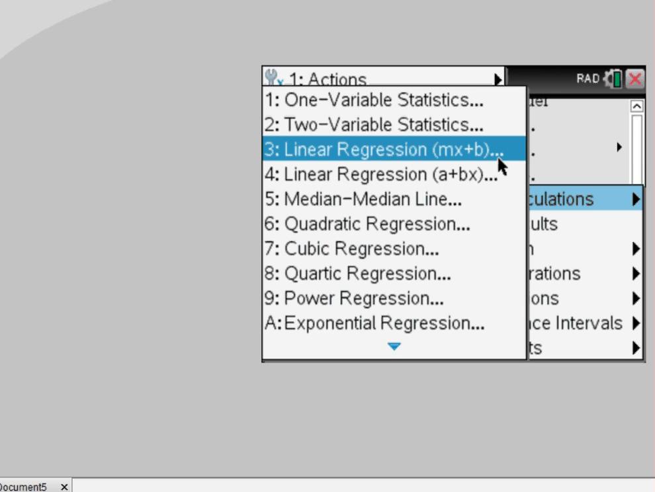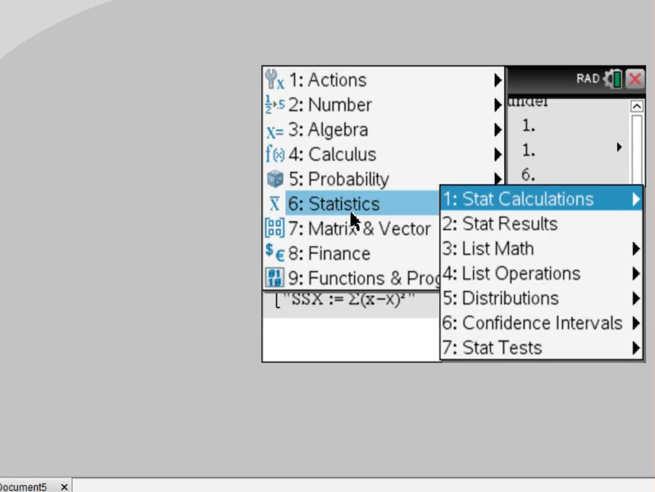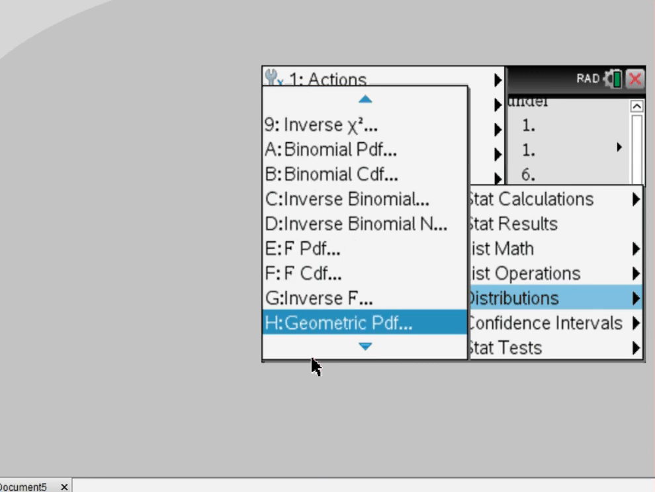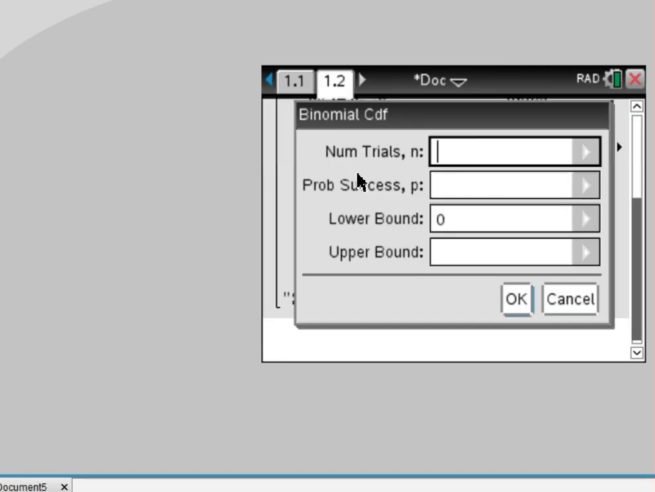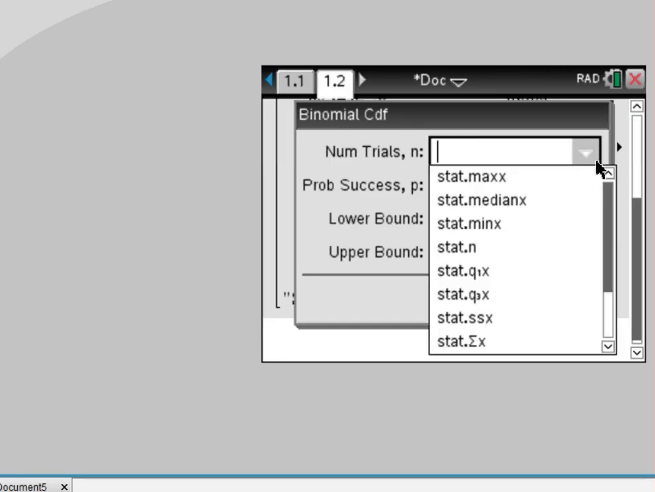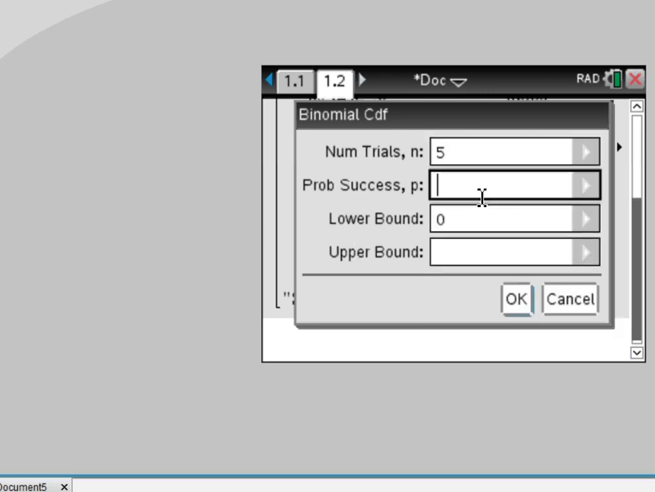Now, remember, binomial PDF is if you have one single value. CDF is if you have a range. So I'm going to pick the CDF. The number of trials is 5 here. The probability of success was 30%. My lower bound is 0, and in this situation, my upper bound is 2. This will depend on your problem, so you need to make sure you're reading it accordingly. And then I'm going to hit enter, and it will spit out an answer for me. So the probability of this event happening is 84%.